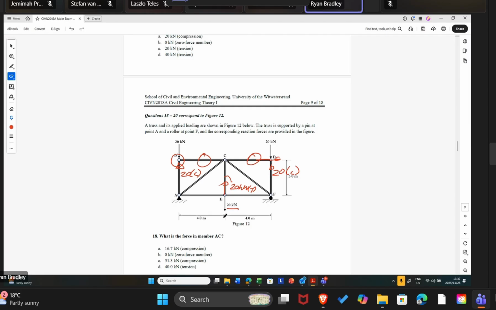Once we know it's 20, 20, 20, 0, 0, purely by inspection, the only forces we can't solve here by inspection are this force and this force. And due to the symmetry of our problem, we know that this force here must equal this force. So there are only two unknown forces here, this force and this force. All of the rest we can see by inspection.